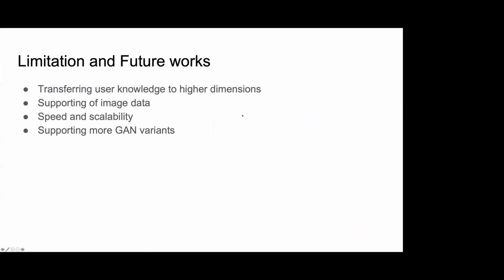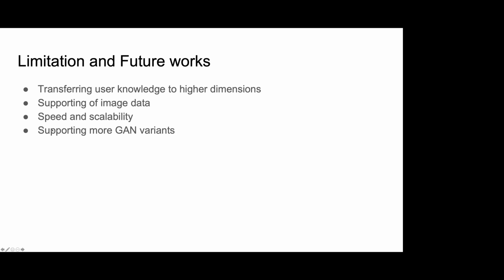The limitations and future work. Now they have to transfer the user's knowledge to higher dimensions. Like, say, a GAN network for images: how would it work? Because if we only visualize the image pixel colors, it doesn't make any sense. We cannot see how the generator works there. We just see the pixels going from random to real samples.